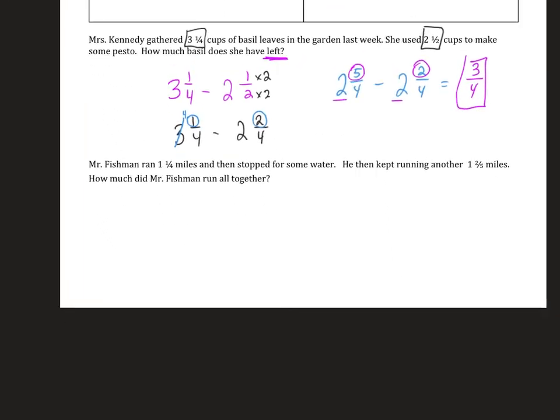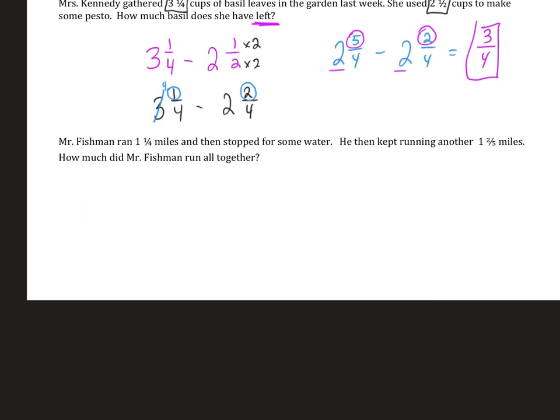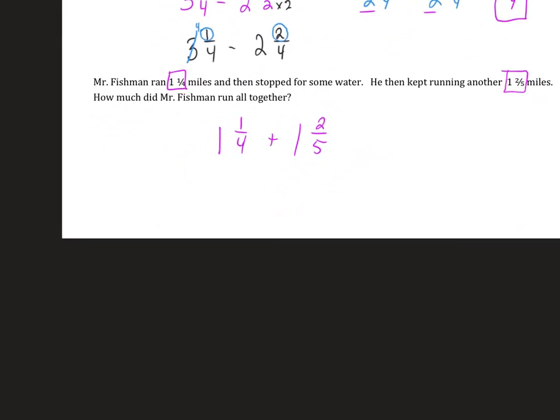My last one here, Mr. Fishman ran 1 1/4 miles and then stopped for water. He kept running another 1 2/5. How much did he run all together? 1 1/4 and 1 2/5. So I'm going to make that common denominator. Whoops. That common denominator would be 20.